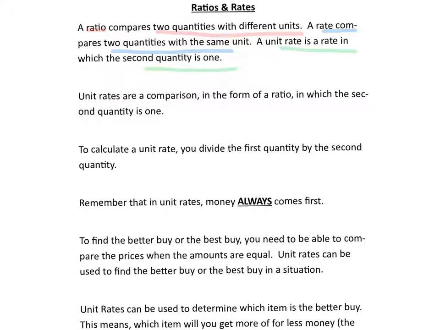And then the phrase that I kind of came up with to help students with unit rates is that money always comes first. Always. Every time, whenever you are writing a ratio or a rate, money is always your numerator. Every time. You're never asking how much can I get for $1? You're wanting to know how much is it going to cost me to buy one of something.